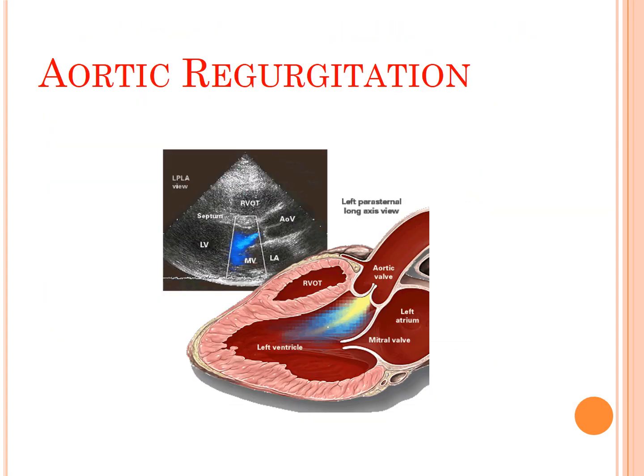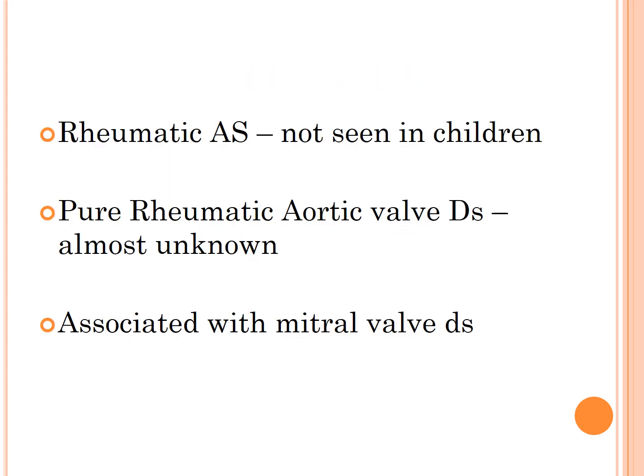The aortic valve involvement is second most common after the mitral valve involvement. In children, rheumatic aortic stenosis is not seen, and pure rheumatic aortic valve disease is also almost unknown. It occurs associated with the mitral valve disease.